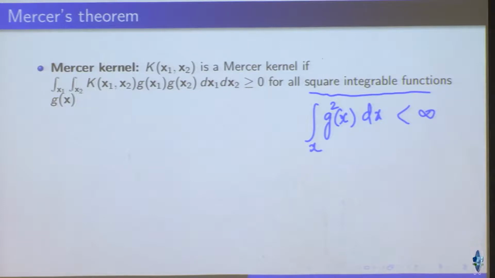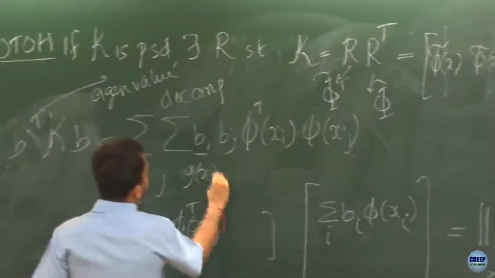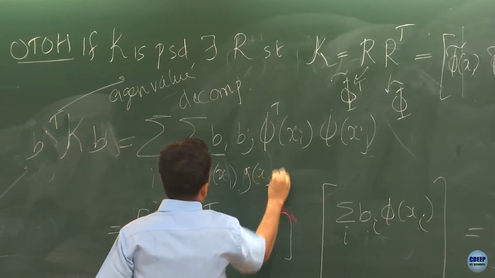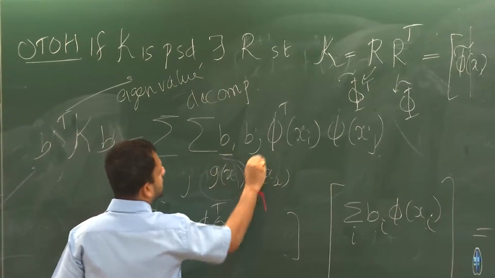So again, I remind you, what are we doing here? This inequality is the positive semi-definiteness, right? Greater than or equal to 0. What is the place that g is serving? This b has become g, but it has now become g(xi) g(xj). Okay, so this is the correspondence.